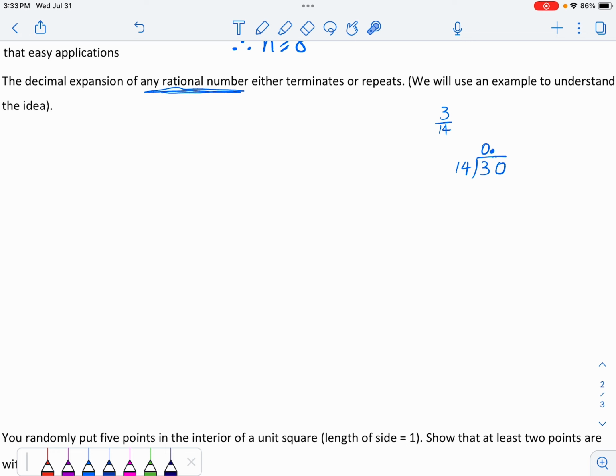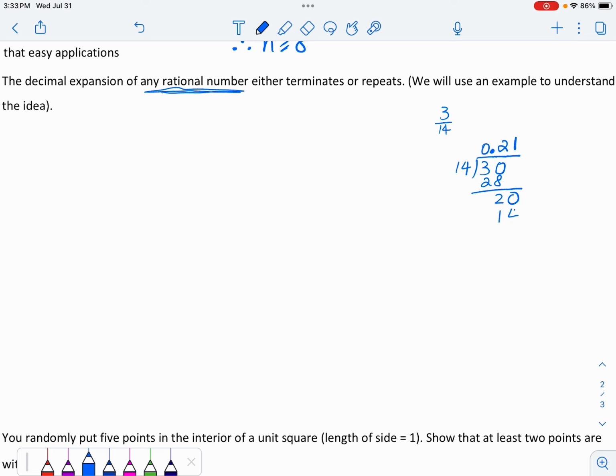So 30 divided by 14. 14 goes into 30 twice. That's 28. We subtract, and you're left with 2. This 2 is the remainder when 30 is divided by 14. Now to continue the division, we have to add the 0, and let's see how many times 14 goes into 20. It's just 1 time.